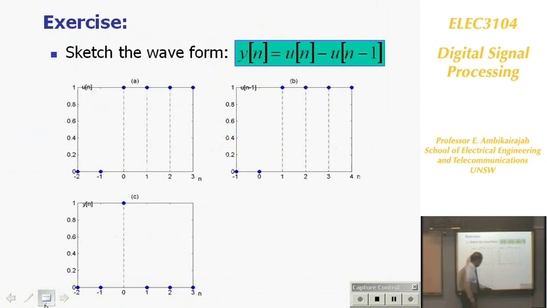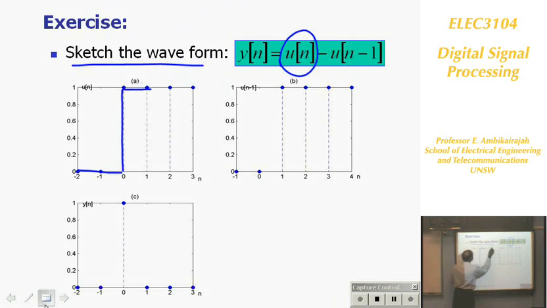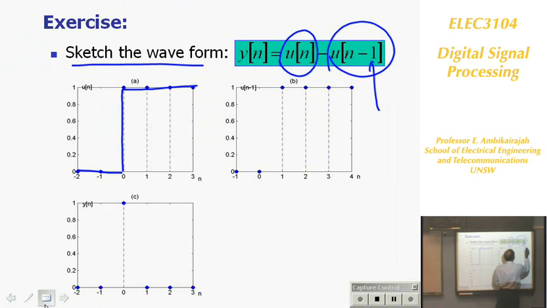Here is another signal I have. I want to sketch this waveform. I have u[n], which is here. This is my u[n], discrete values. And I have u[n-1]. u[n-1] means you shift to your right by one sample. This means one sample.